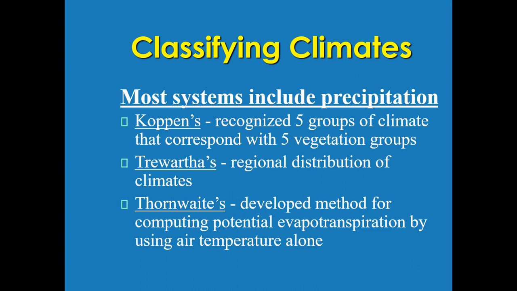The Trewartha classification system is a regional distribution of climates. And then you have Thornthwaite's, which is a developed method for computing potential evapotranspiration by using air temperature alone. Now, evapotranspiration is the evaporation of moisture from plants, from the leaves, the stems, and the roots. The sun heats the plants, and if they're wet, it's going to result in moisture being evaporated off the plant. That's what evapotranspiration refers to.